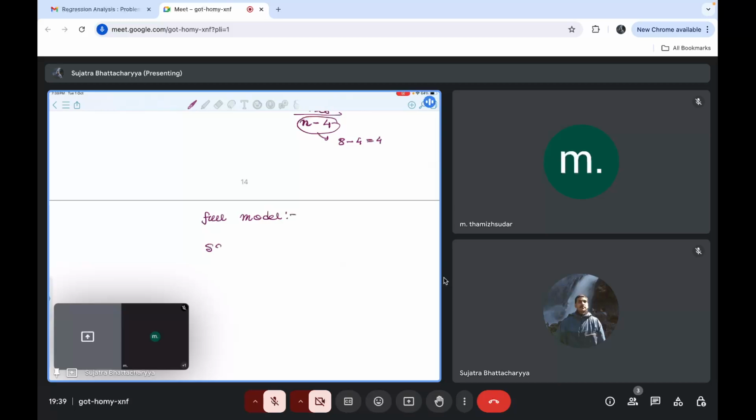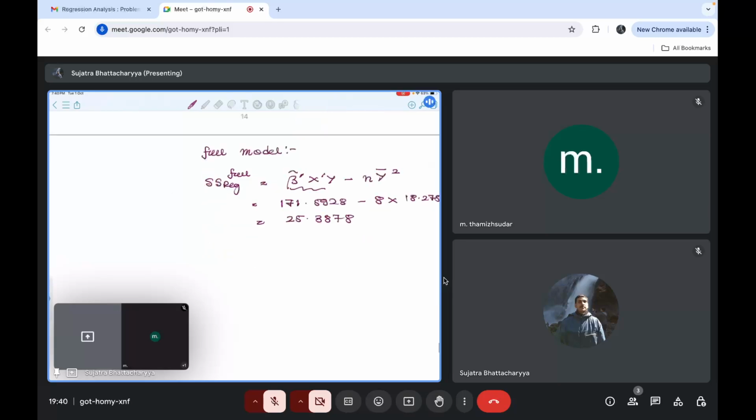Okay. So SS regression, there is a formula in the multiple linear regression model. Just if you remember, this is how you can calculate the SS regression. All values are known. So you can calculate 171.5928 minus number of observations, which is 8, times Y bar square. Y bar is 18.275, known, so Y bar square can be calculated. This will give you 25.3878 for the full model.